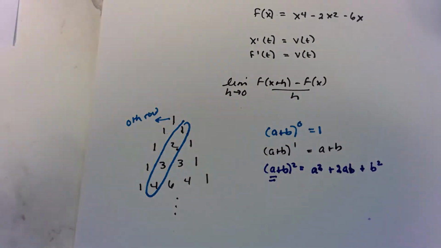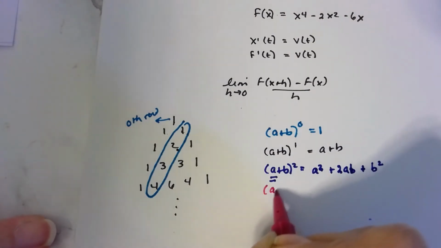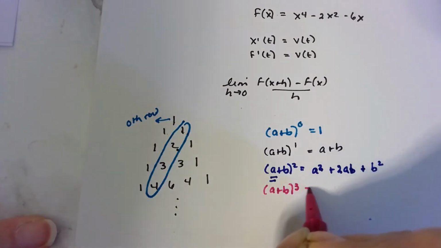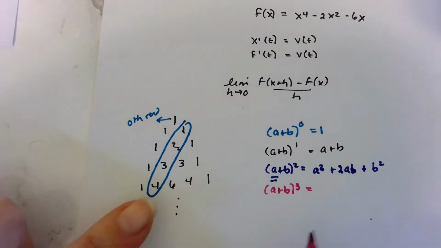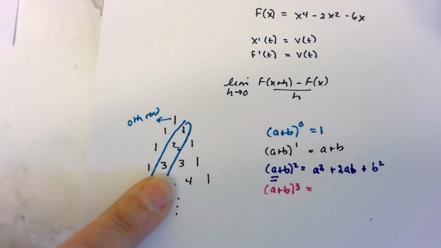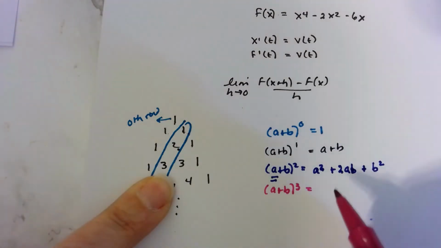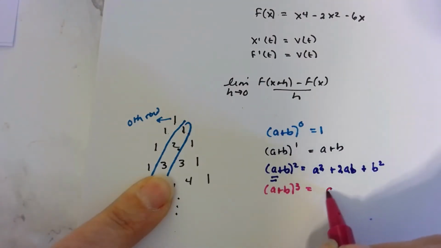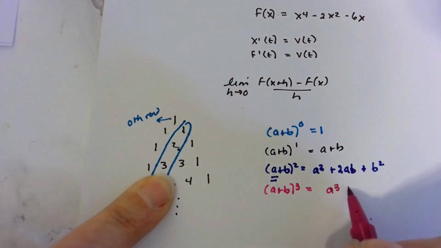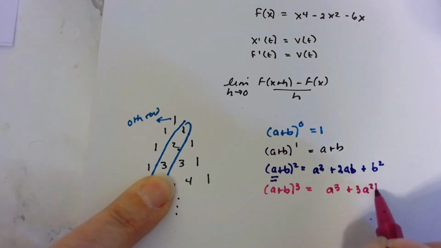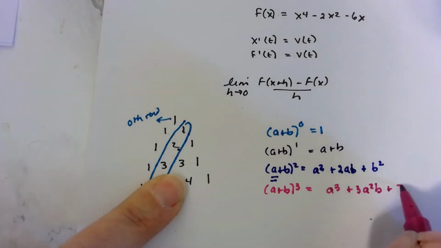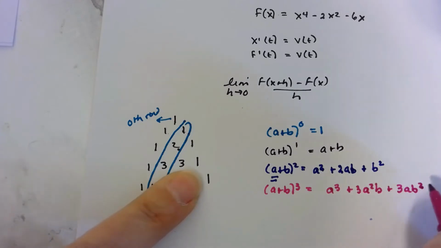Okay, a cubic. I'm going to go to the third row of Pascal's triangle to get my coefficients. Right, Ella? So yeah. And we're going to have a cubed plus 3a squared b plus 3ab squared plus b cubed.